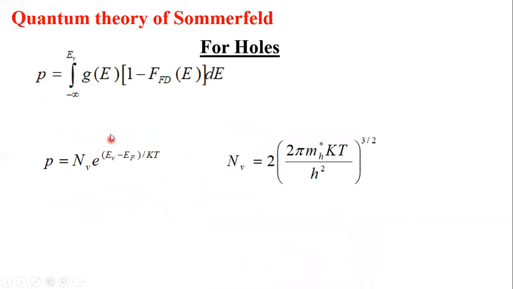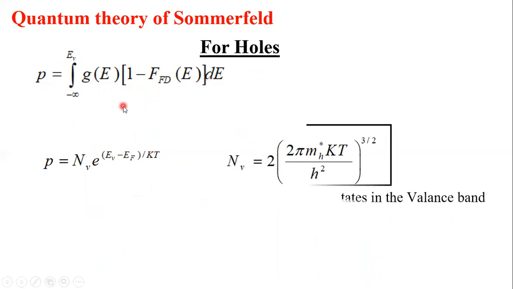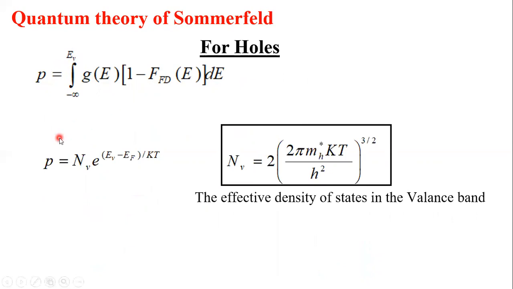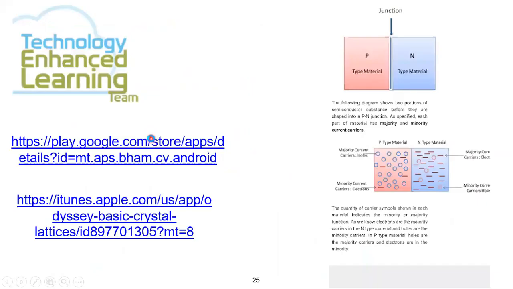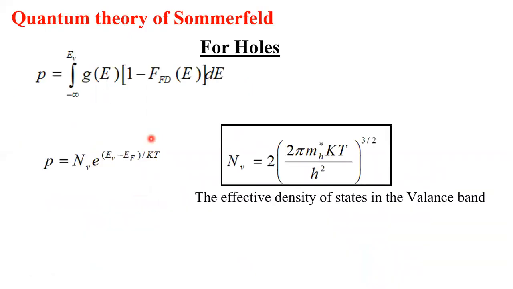Okay, so what about holes? Again, the same issue. What I'm going to do is integrate from negative infinity to EV, g(E) times 1 minus f(E) dE. This is a very simple form, as I mentioned. Then you will get the output in the same manner, where we will call this big term NV, or the effective density of states in the valence band, where p equals NV e to the power minus (EF minus EV) over kT.